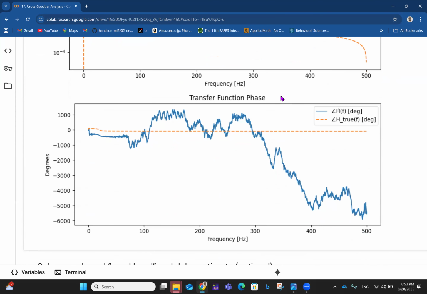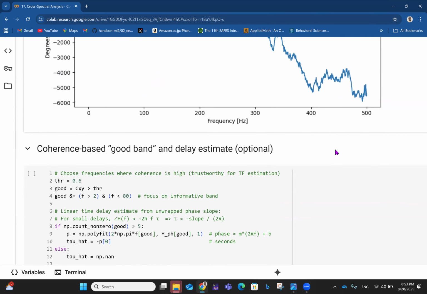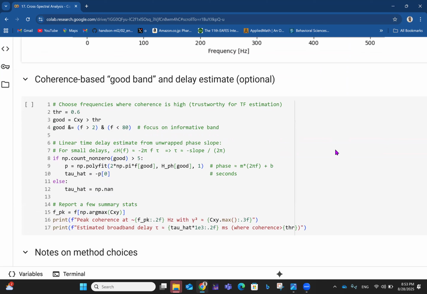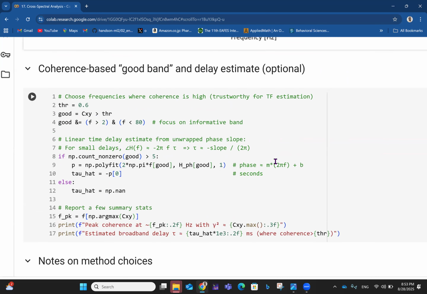Then we also have the transfer function phase. So here we have the angle of H of F in degrees. That's the blue one, and the orange one is the straight line, which is the true one. From there we can talk about the coherence-based good band and delay estimates, which can be optional. You can choose frequencies where coherence is high and trustworthy for TF estimation.